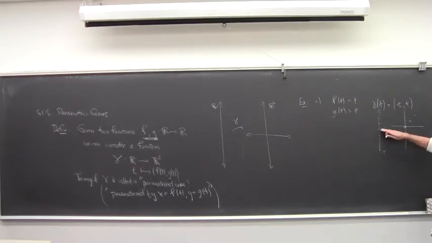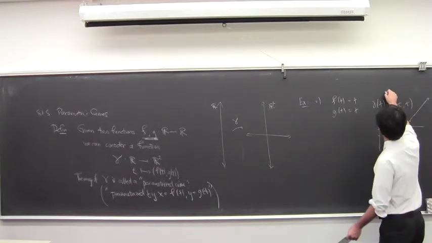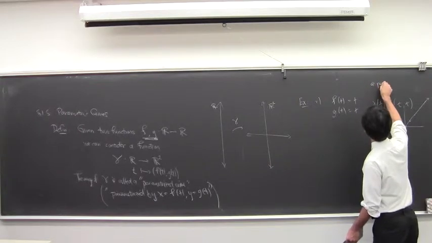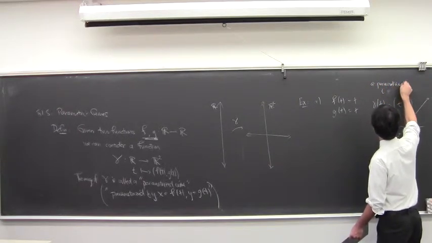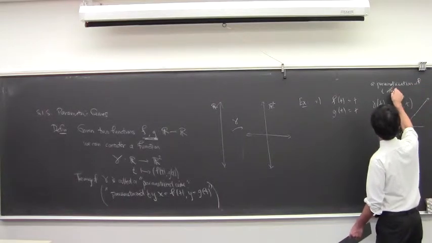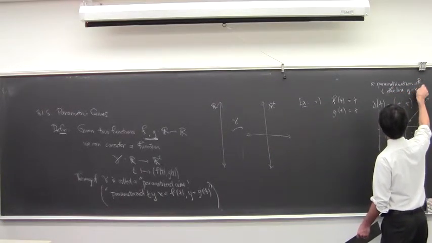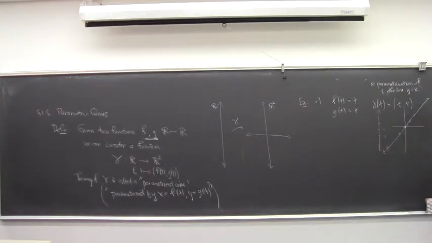And you see what this does. As time goes forwards, usually people think of t as time, this thing walks in this direction on the line y equals x. As time goes backwards, it walks in this direction on the line y equals x. So this is a parametrization of the line y equals x. This is one parametrization of the line.